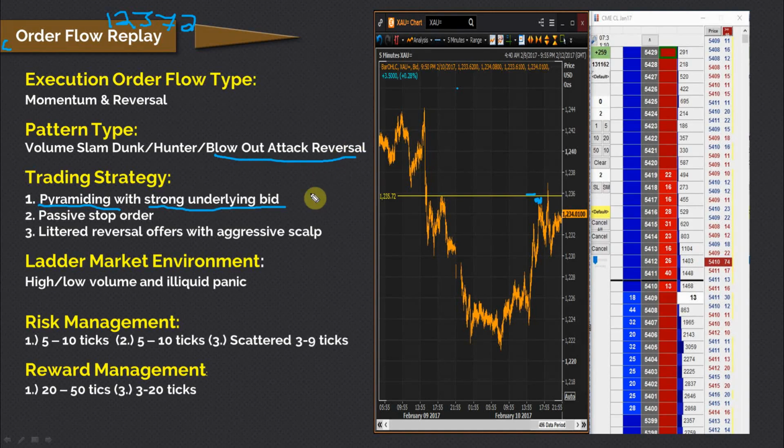So as the market pops out, you then litter some reversal offers. You litter the order book. So you put an offer over here, an offer over there, an offer over there. You get filled on some, you take a couple of ticks there, you take more ticks on that order over here, and that's how you're executing on this trade over here.